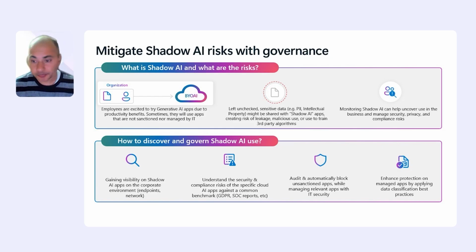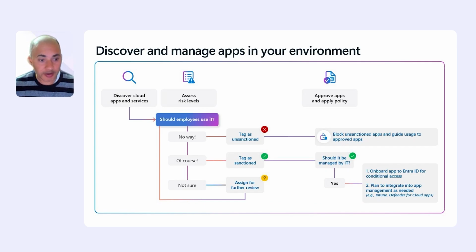To do that, you can take an approach which we are learning from some of our other customers as well. Once you discover cloud apps and services in the generative AI category, you can create a governance model to assess the risk levels those apps may pose. Then you can have a decision tree wherein, for apps which you find shall not be approved or used within the organization, you quickly create rules to tag them as unsanctioned apps, and you immediately block those unsanctioned apps and guide users to the approved apps.